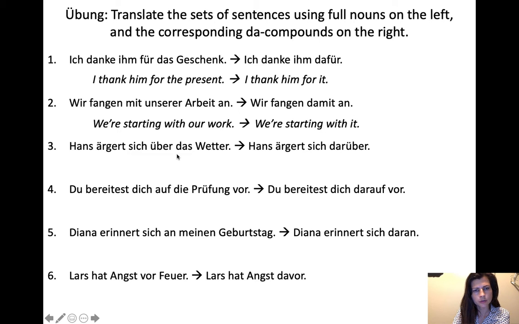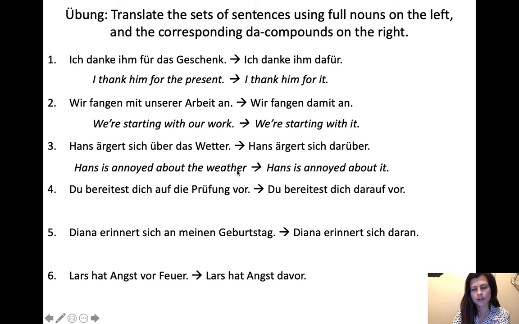Hans ärgert sich über das Wetter, which is Hans is annoyed about the weather. And then Hans ärgert sich darüber. Hans is annoyed about it. So über das Wetter turns into darüber, about it.